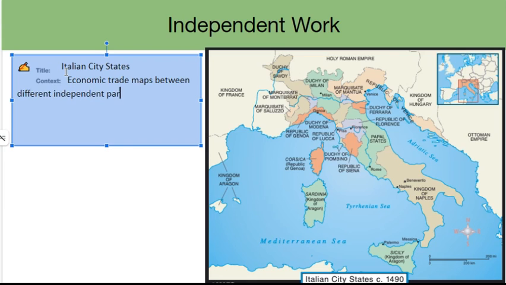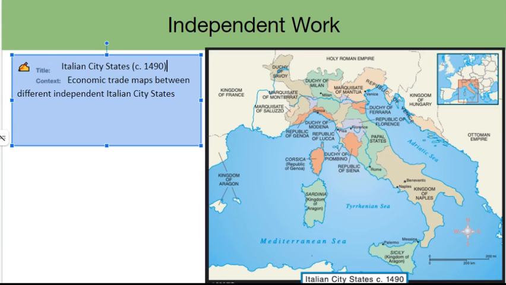different independent parts, different independent Italian city-states. And I just realized I left something really important out. I left out that the C stands for circa, which is around 1490.